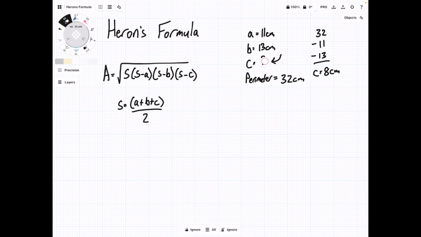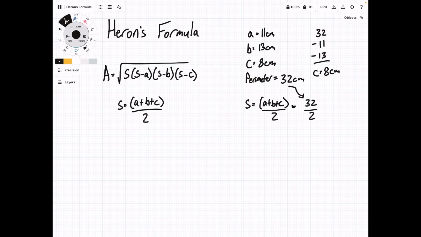So actually, let's just fill this in. Now we're going to find s, which, as we said before, was a plus b plus c over 2. But now we already were given the perimeter, so we're just going to plug that in. 32 over 2. And then this is going to be 16. Now we can fill out the area formula.